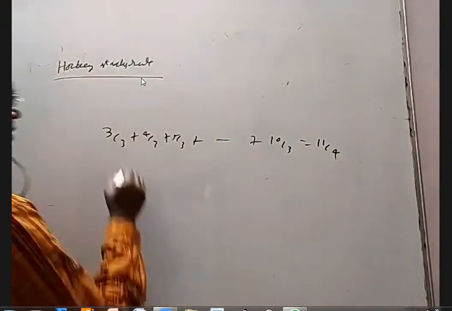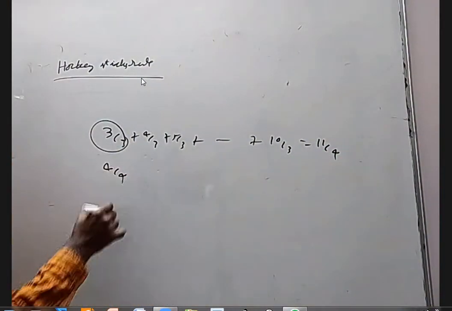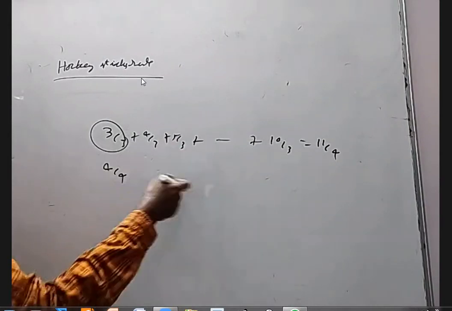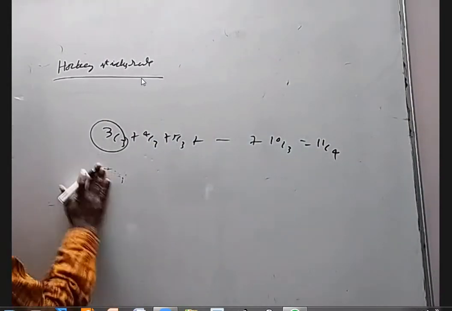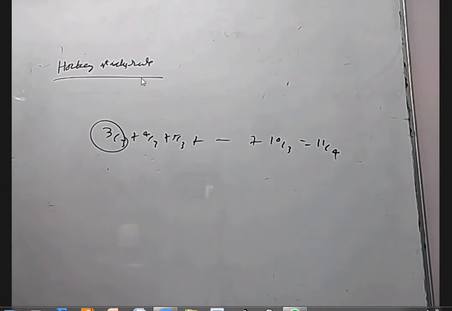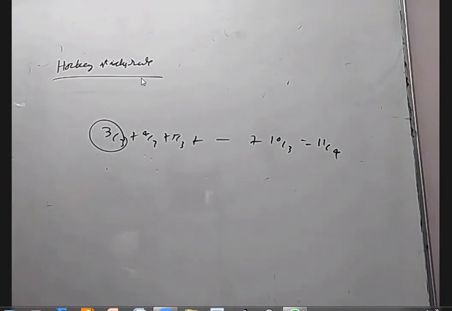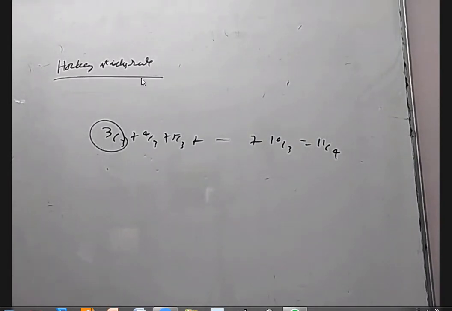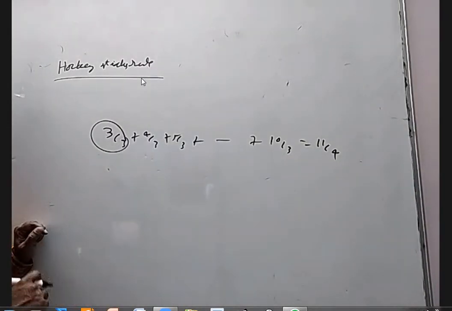Earlier what we discussed is this 3C3 you can write as 4C4. This plus this is 5C4, like 6C4, like that we will get 11C4. That's how we discussed earlier the proof based on nCr plus nCr+1 equal to n+1Cr+1. But now I'm going to do it slightly differently.